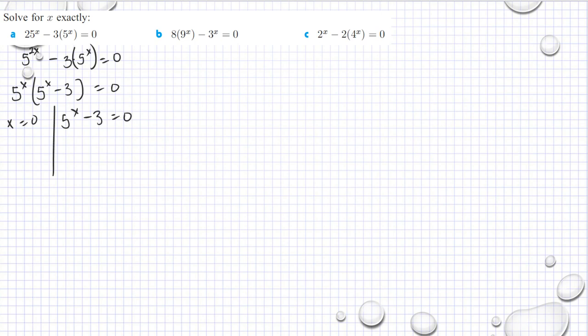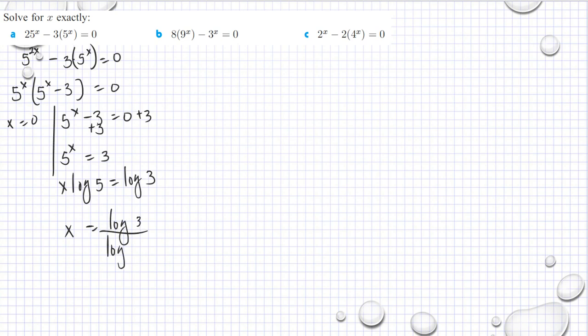Then we have 5 raised to x minus 3 is equal to 0. And then we add 3. Then we have 5 raised to x is equal to 3. Then we have x times the logarithm of 5 is equal to the logarithm of 3. Then we have x is equal to the logarithm of 3 divided by the logarithm of 5.